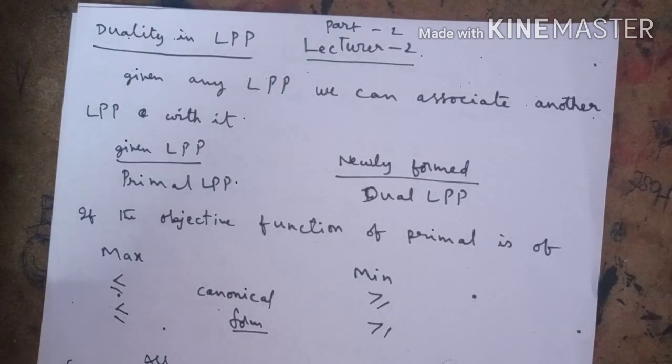Hello everyone. Today I am explaining duality in LPP part 2, lecture 2. Given any LPP, we can associate another LPP. That means from the given LPP, we can form another LPP. The given LPP is called primal LPP. The newly constructed LPP is called dual LPP.